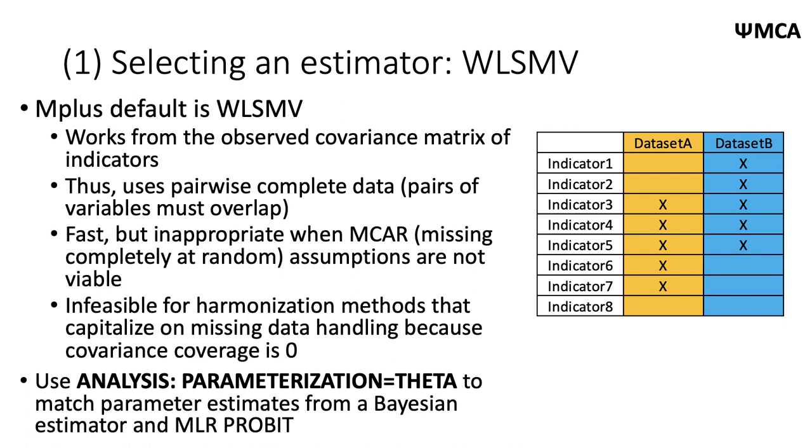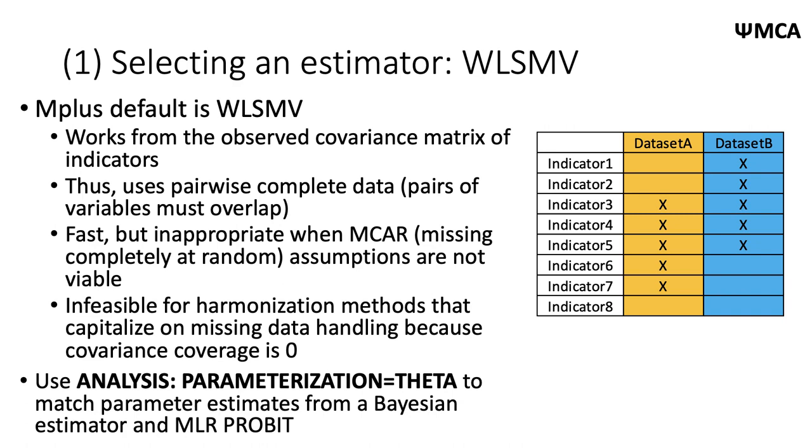But another issue to keep in mind is, as a result of the WLSMV estimator using pairwise complete data, your missing data assumption is that data are missing completely at random. And sometimes that's not entirely viable. And you want to use ANALYSIS equals PARAMETERIZATION equals THETA, so that you can match your parameter estimates to be on the same scale as estimates from a Bayesian or an MLR estimator. It's a small detail, but it's all in the details.